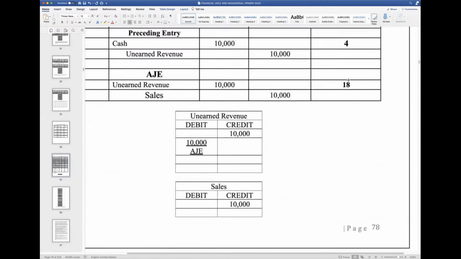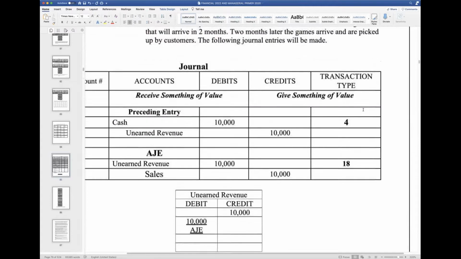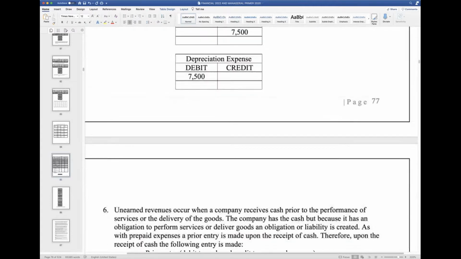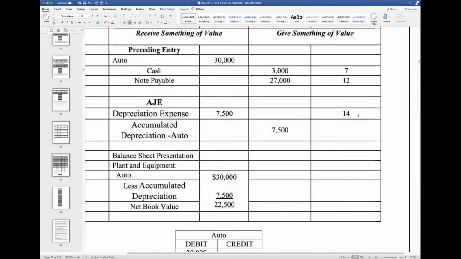What page is that chart on? I think all of this starts at page 70. It's 78. So it says 83.